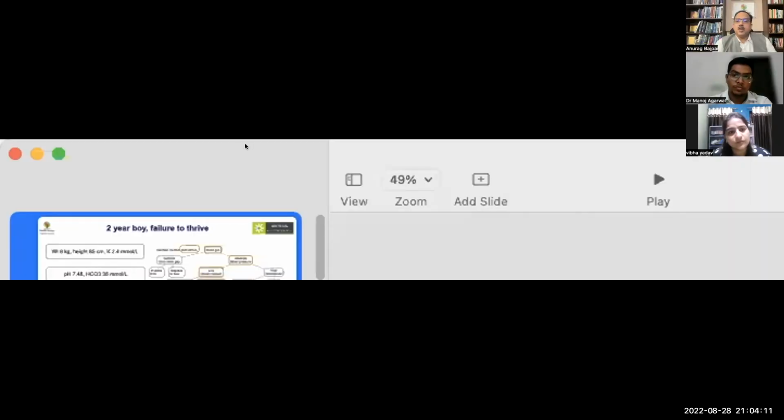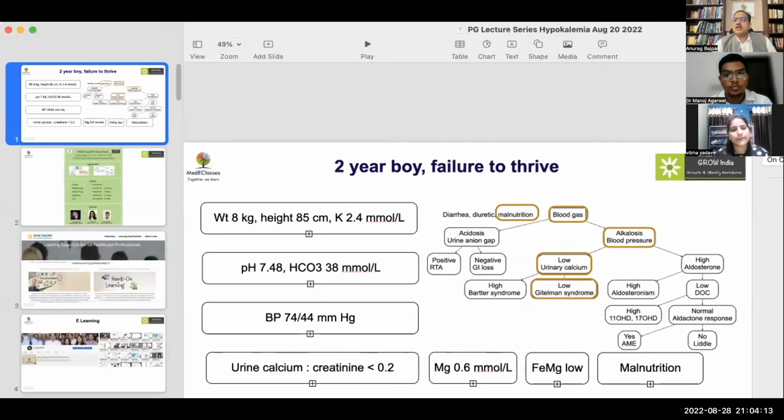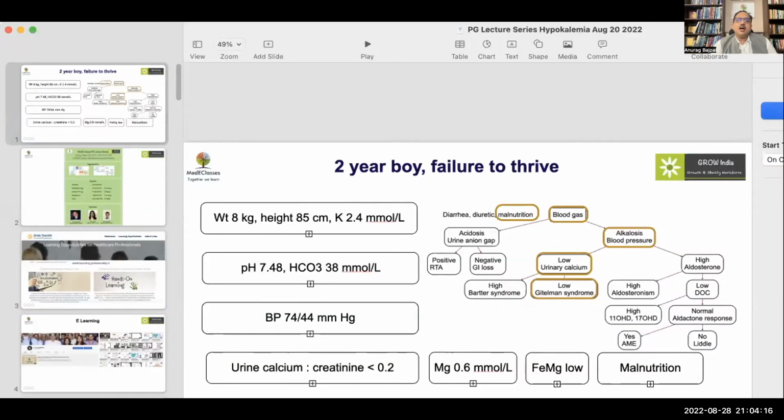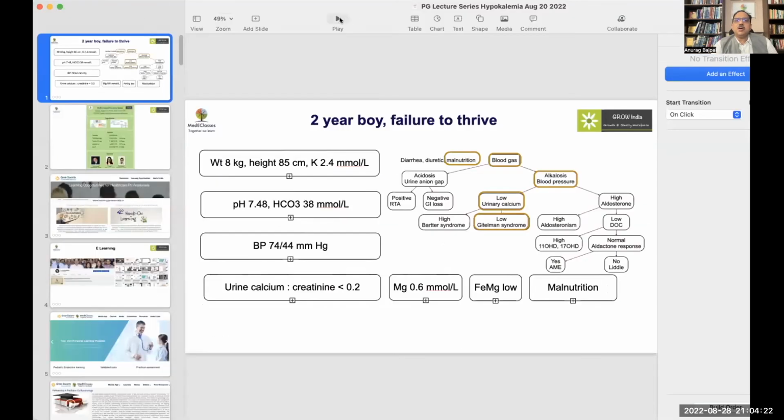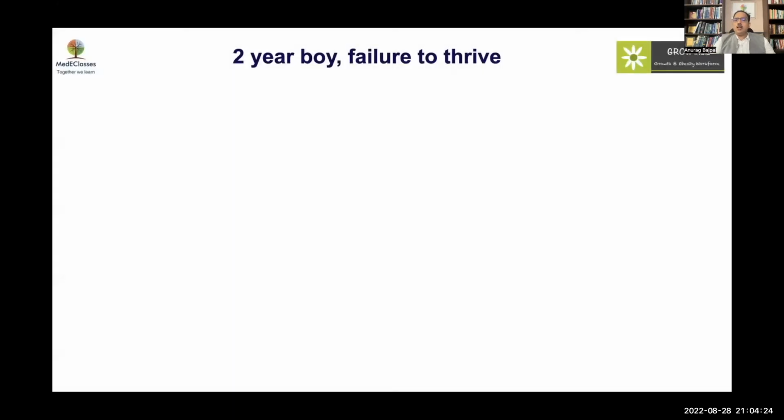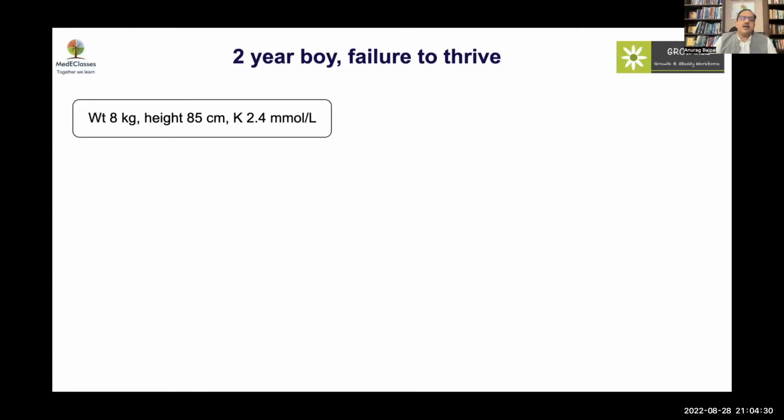So as we have discussed, hypokalemia is a common finding, but often it becomes a diagnostic challenge. So one needs to be aware and open to the various possibilities. So we had this 2-year-old boy who presented with significant failure to thrive, with a weight of only 8 kilograms and compromised height, with hypokalemia.